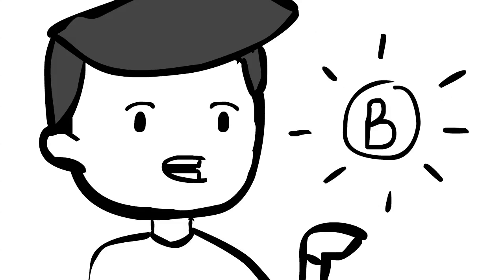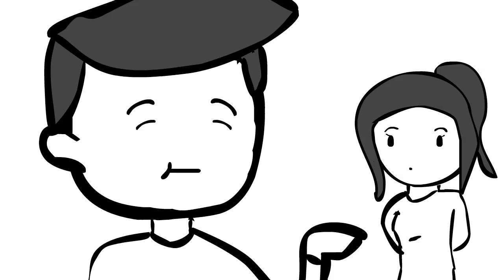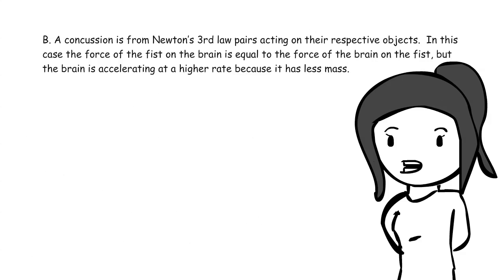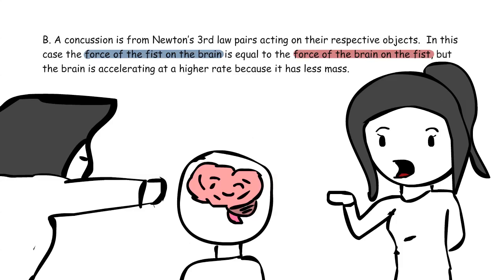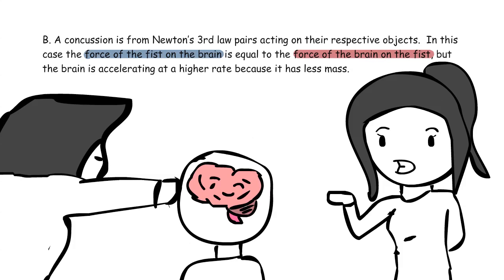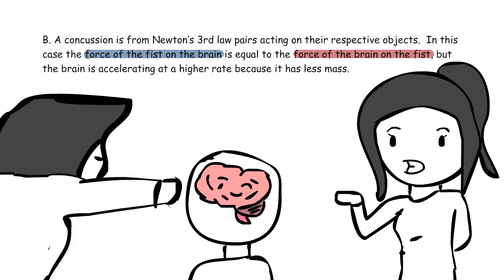If you pick choice B, then it's wrong. Justine will explain why. Go Justine, don't be shy. Choice B is incorrect because this is the wrong Newton's third law pair, since the punch doesn't directly affect the brain. The brain won't have the same magnitude as the force of the punch because it doesn't get hit until the skull makes contact. Thank you Justine for the explanation.